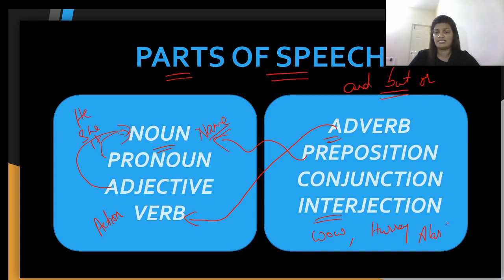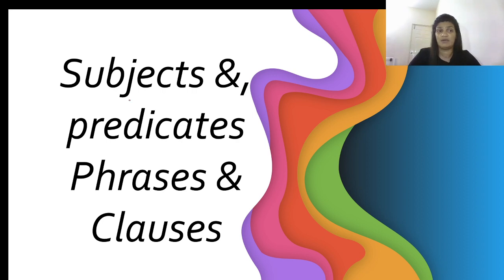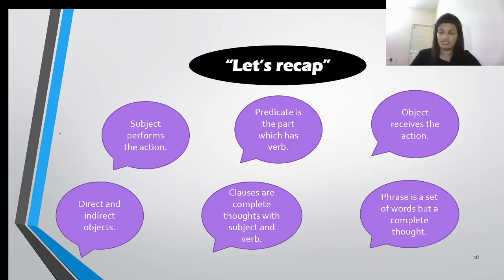When you are expressing these words with strong emotions, you call these words interjections. So these are the 8 parts of speech that we have. Next, we learned about subjects, predicates, phrases, and clauses. Now let me explain what these are.